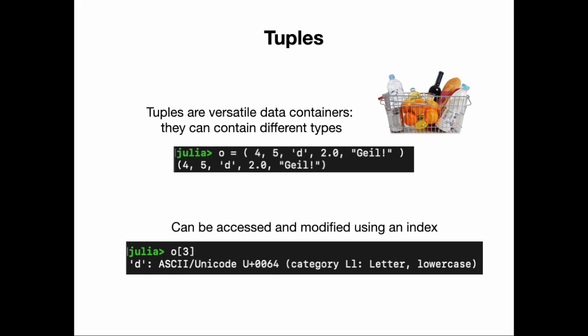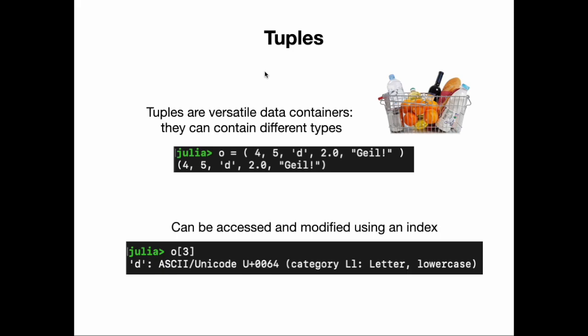Let's start with the tuple. I will use one example throughout the next slides. This example is when you go shopping, you have a cart, and in your cart you put different things like milk bottles and oranges and stuff like this. So the tuple is a versatile data container. So it can contain different types.